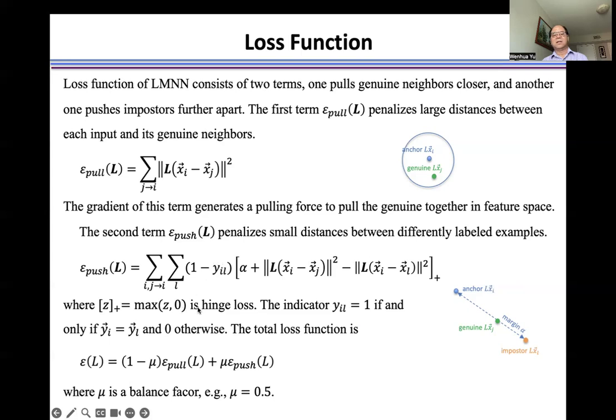where this is a hinge loss, and the indicator yil is 1 if and only if yi is the same as yl, and 0 otherwise. The total loss function is defined as a sum of the two terms, where mu is a balance factor. For example, it can be set as 0.5.